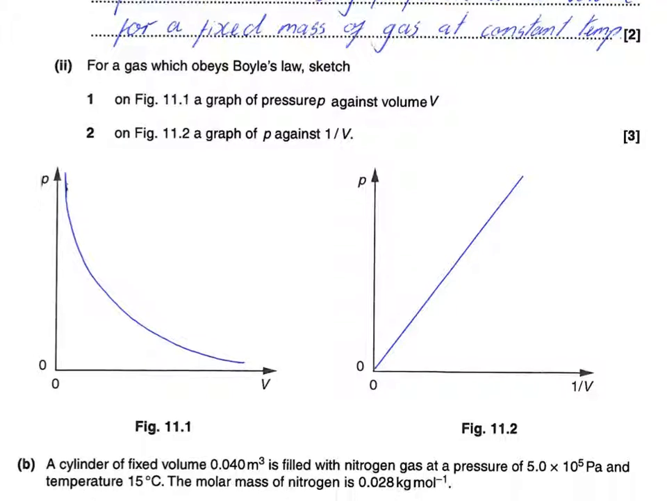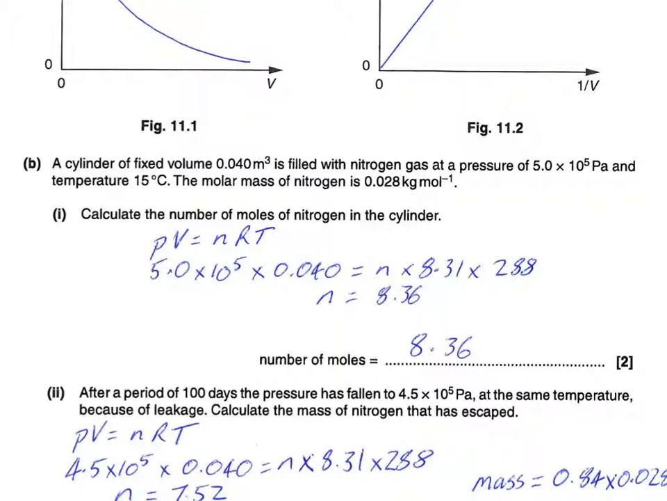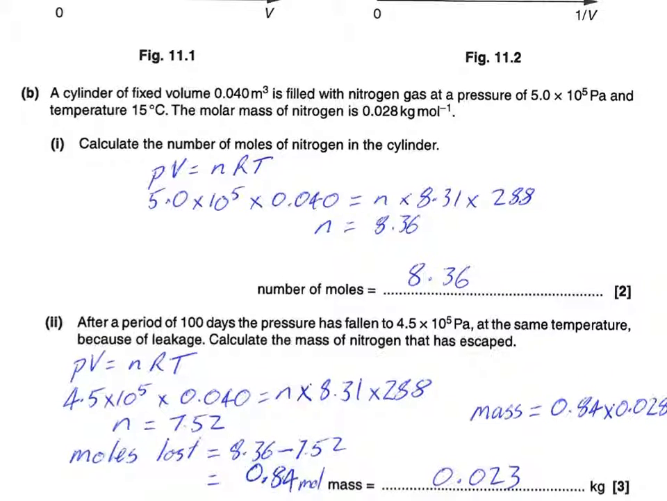Moving on then to part B, we've got a cylinder of fixed volume filled with nitrogen gas at that pressure and that temperature. We've got the molar mass. It's interesting here that they've given you some information at the beginning, so you know that everywhere within part 1 and part 2 of B you might need to use that data. Calculate the number of moles of nitrogen in the cylinder. Fairly straightforward use of PV equals nRT. We should get 8.36 moles.